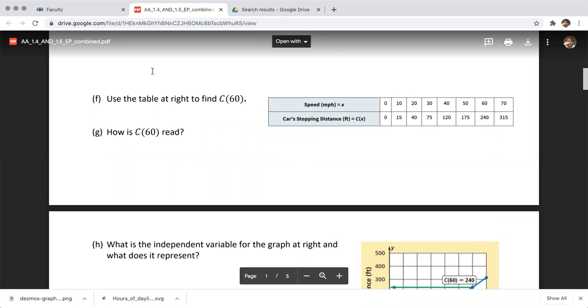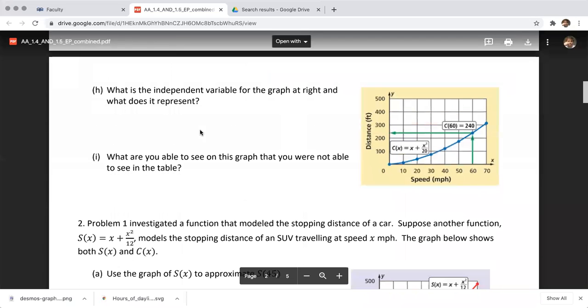Okay, clear all drawings, scroll down. We've done the first page. What is the independent variable for the graph at right and what does it represent? So independent is what I'm plugging in and that's on the x-axis. So it looks like it is x and it represents speed in miles per hour.